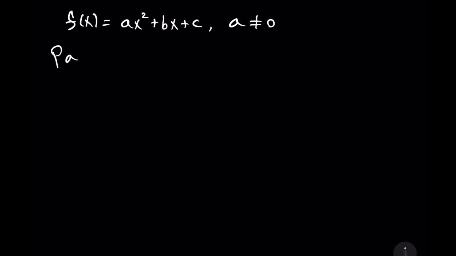Together, let's look at the function f of x is equal to ax squared plus bx plus c, where that leading coefficient a is not 0. We have a second-degree polynomial, and if we graph that on the Cartesian coordinate plane, we get a parabola, which is one of the so-called conic sections.